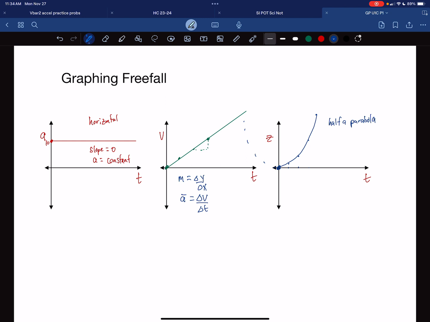The formula for a parabola is y equals ax squared. So you might say that z then equals capital A t squared. So the position is given by this equation that looks like a parabola.